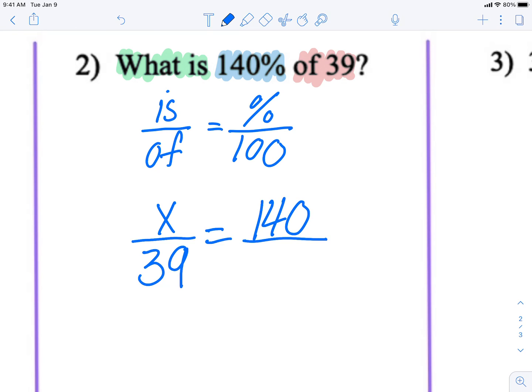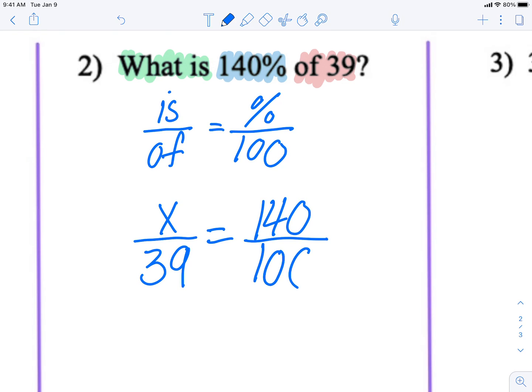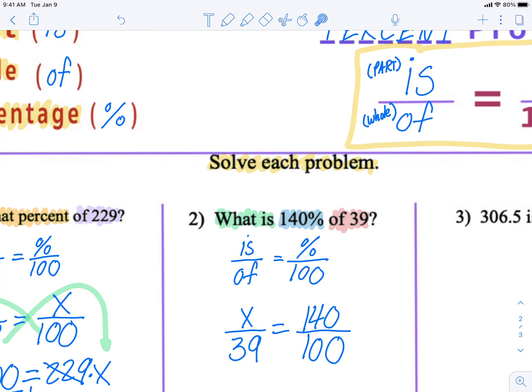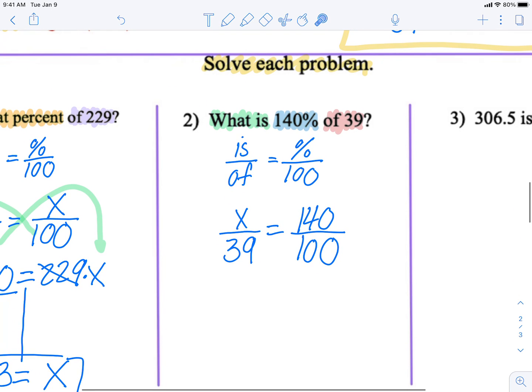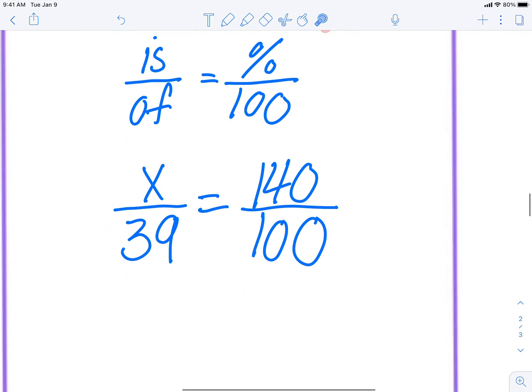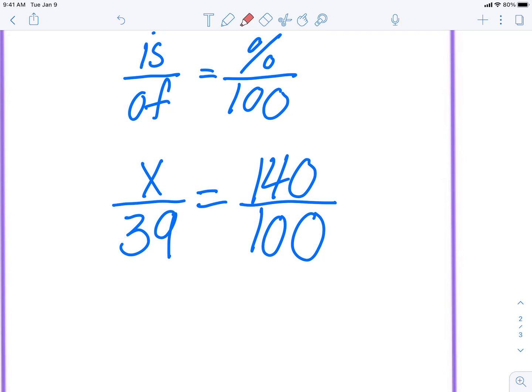140% of, always 100 on the bottom here, right? Always 100 on the bottom. So what is 140% of 39? We're missing the part, right? Because remember, is the part. What part of 39 is 140%, right? More than 100%.